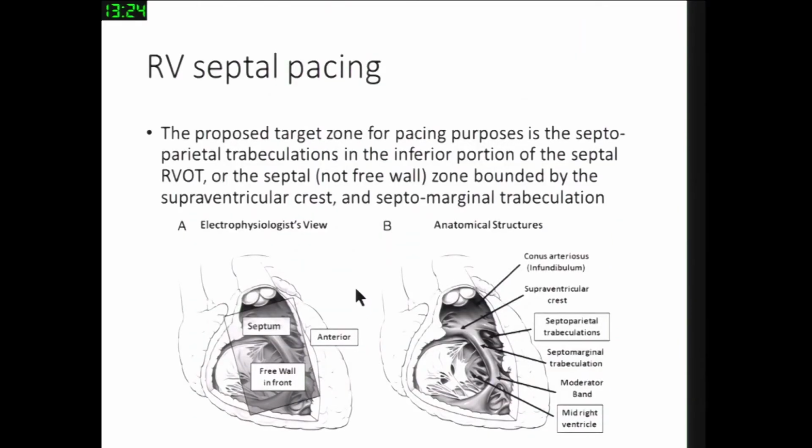But there is some concern about where the optimal site is by anatomical basis. The proposed target zone for pacing purposes is the septoparietal trabeculation in the inferior portion of the septal RVOT, or the septomarginal trabeculation, which are located in this figure. So it is the ideal pacing site target.